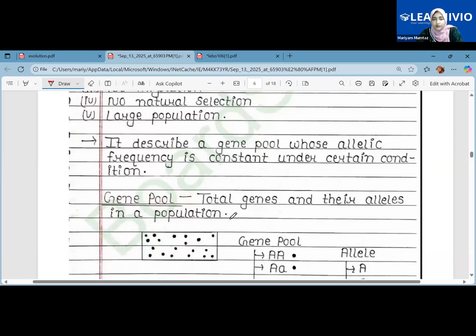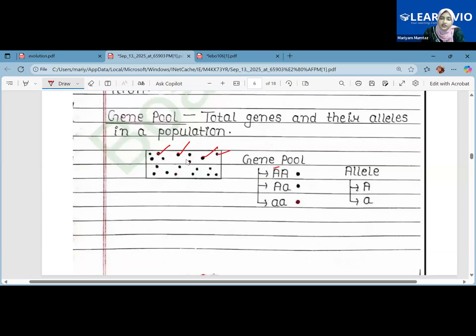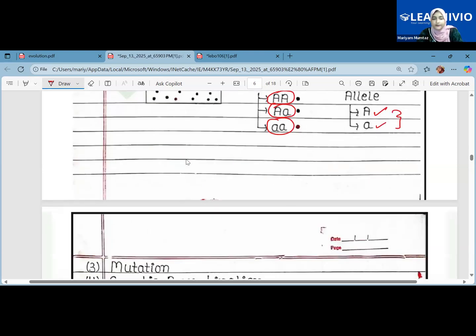When we talk about the gene pool, like I told you, it will have all the types of genes and their alleles that are found in the population. For example, if this allele or gene is dominant, this is recessive, this is homozygous, heterozygous, it's a total count of all of that. What are the possibilities? This condition is homozygous dominant. This condition is heterozygous. The last is homozygous recessive. Capital A and small a are alleles of each other.